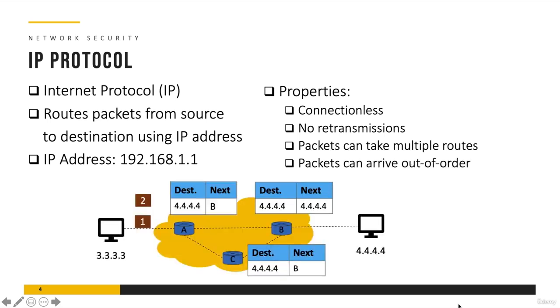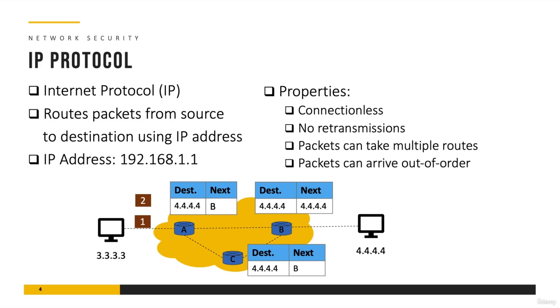Let's see an example of how the IP protocol works. Let's say I have a system 3.3.3.3 and I'm sending some packets to the destination 4.4.4.4. Now, if you see the routers in the middle, every router has a routing table. In that routing table, they have entries which say that if you want to go to 4.4.4.4, you should take the next hop B, for instance. Similarly, at C, if you want to go to 4.4.4.4, you should go to B. In some instances, due to changing traffic conditions, this entry may be updated, so the next hop can change. For instance, A may send to C instead of B if this entry has been updated.